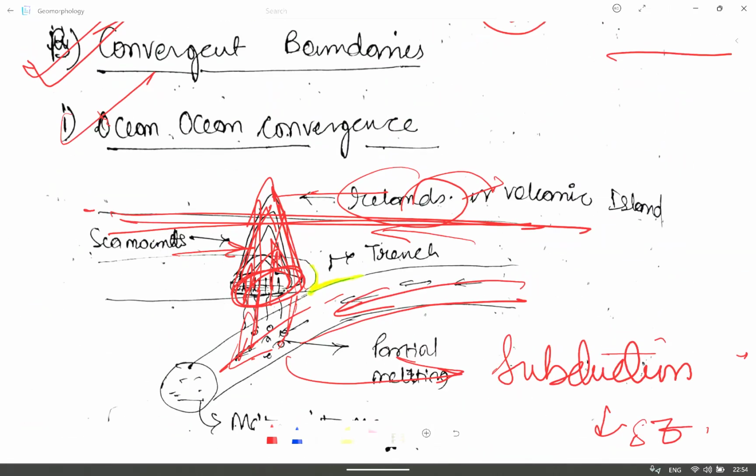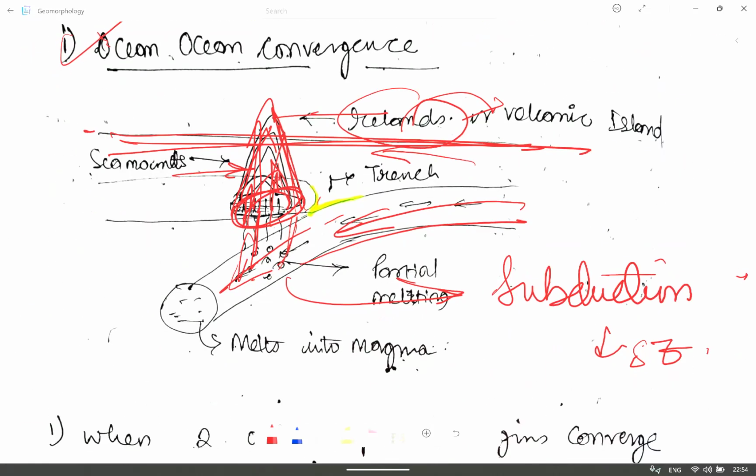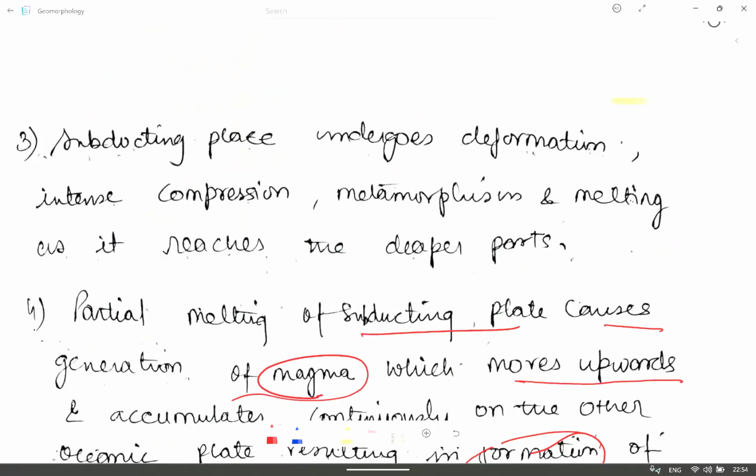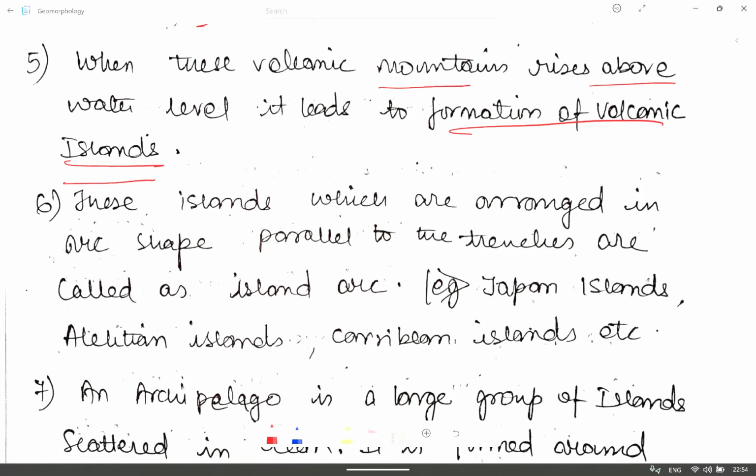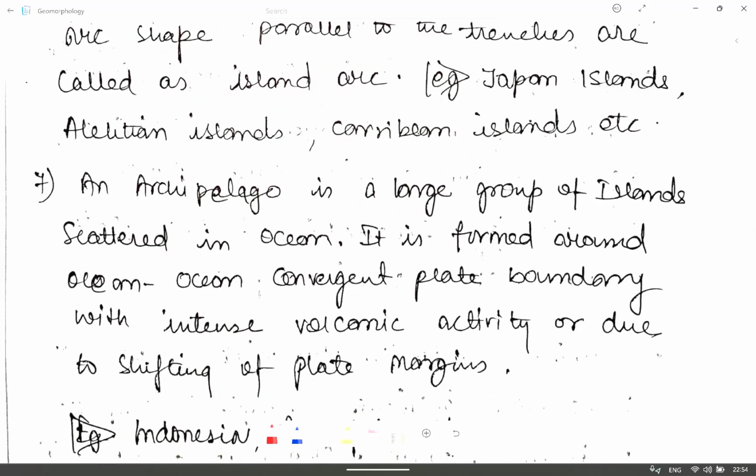So the whole thing forms in an arc shape, these islands form in an arc shape. For example, in Japan there is an arc shaped island chain. Now these islands which are arranged in an arc shape parallel to the trenches are called an island arc. For example, Japan island, Aleutian Island, Caribbean Island, etc.